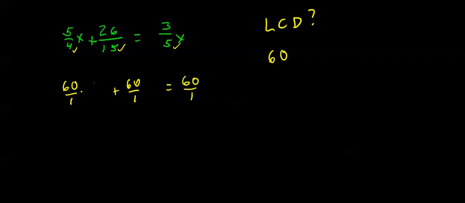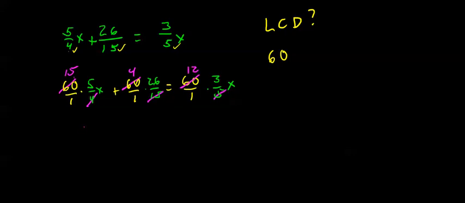It's times 5/4 x plus 60 over 1 times 26/15, equals 60 over 1 times 3/5 x. And 4 goes into 60 15 times. 15 goes into 60 4 times. And 5 goes into 60 12 times.